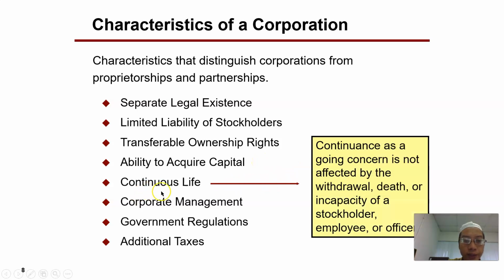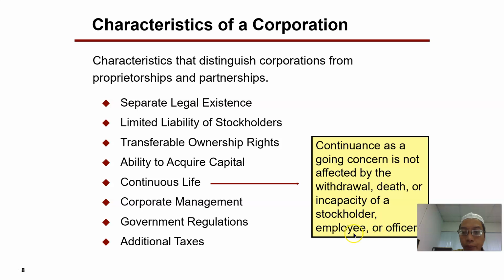The fifth characteristic is the continuous life. So continuance, as a going concern, is not affected by withdrawal, death, or incapacity of the stockholder, employee, or officer. Okay, whatever happens to the stockholders or the employees or the officers of the company will not affect the going concern, will not affect the continuity of the company. The company still goes on even when the shareholders withdraw or there is death among the shareholders, which is not the same as in sole proprietorship and partnership.